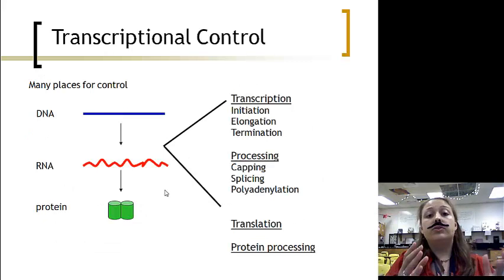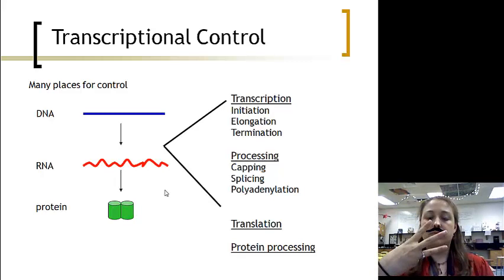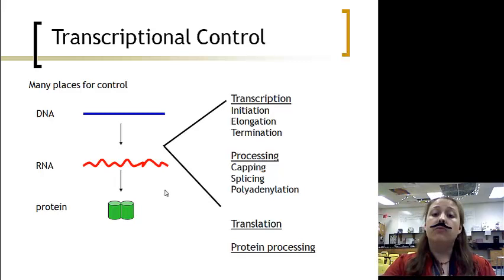Transcriptional control. Transcription has three parts: initiation, elongation, and termination. The start, the middle, and the end. That's what we're going to talk about in this video. Next video, we'll hit processing and translation.